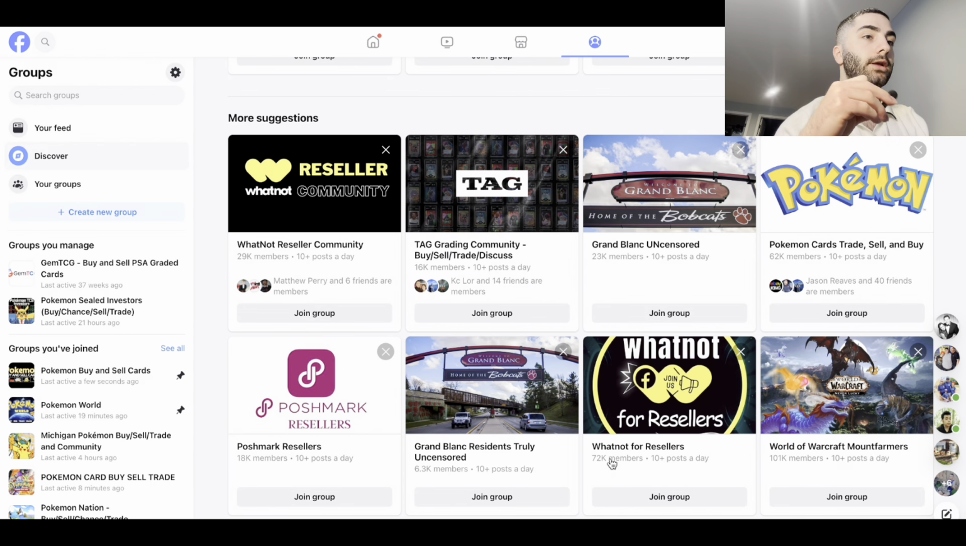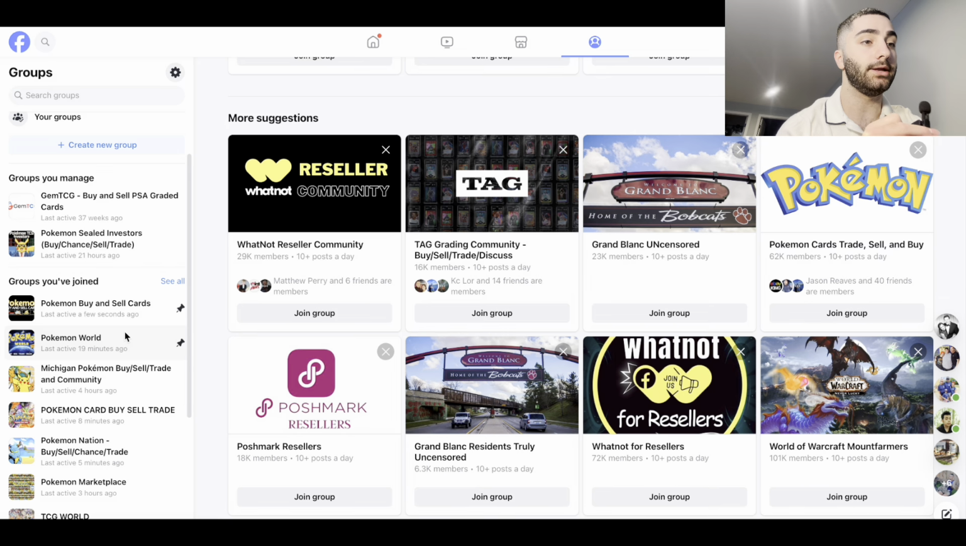So first, what you'll want to do before you even get started on making these posts is you're going to need to join the Facebook groups that people are in. So if you go to Facebook and then go to this groups page, you can see all these tabs, and right here you can see all the groups I'm in.